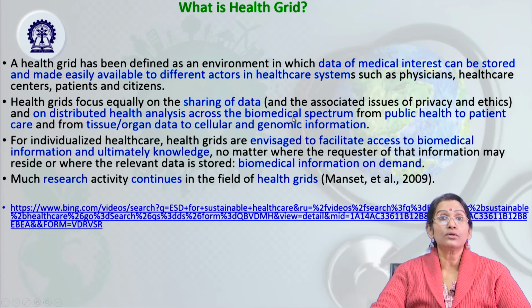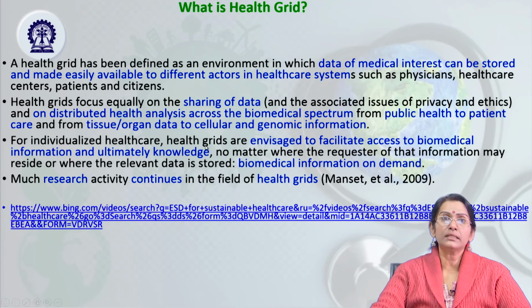And distributed health analysis across the biomedical spectrum. From time to time, analytics should also be done to analyze different kinds of distributed health data across the biomedical spectrum, in different public health domains, from patient care to organizing data at the cellular and genomic level, and all kinds of new emerging diseases like pandemics. Like now COVID-19, it has created enough database and information systems for better preparedness for the future. So, these emerging challenges should also be taken into account. This is how to maintain all kinds of data, share and disseminate the information, and do analytics for forecasting, predictions and better preparedness. That is the advantage of developing a health grid.